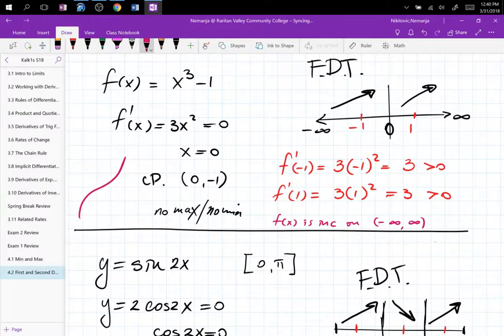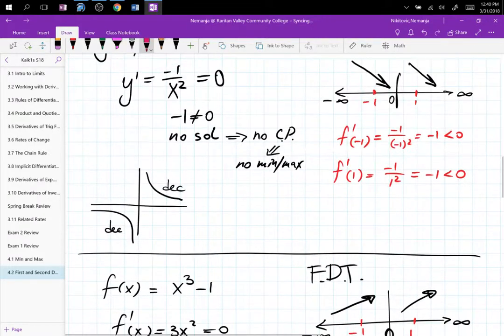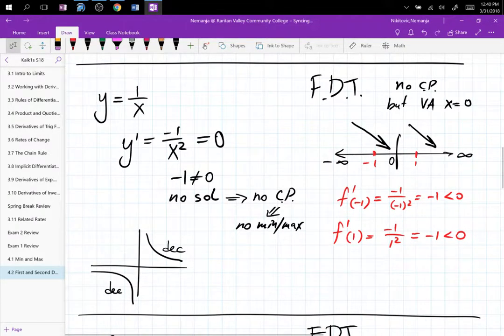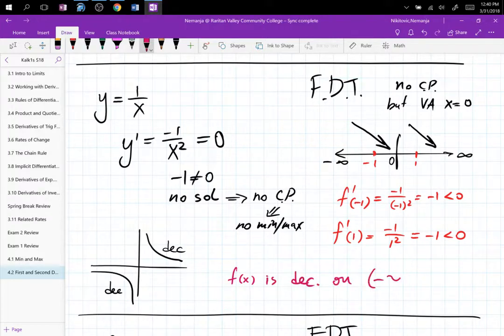Right, that's x cubed. Let's take a look at the previous example. Aha! The 1 over x. This one is always decreasing. So you would say f of x is decreasing on negative infinity to 0, union 0 to infinity. We have a vertical asymptote. That breaks the domain. Function is not defined at 0.